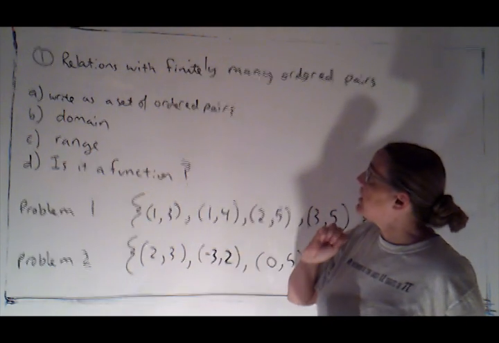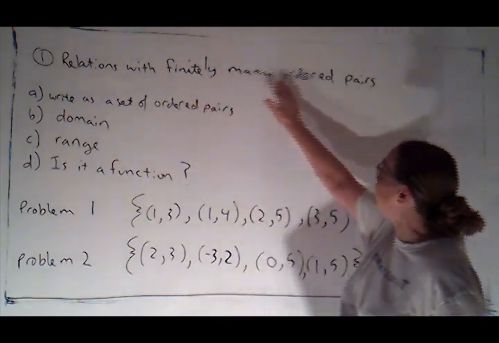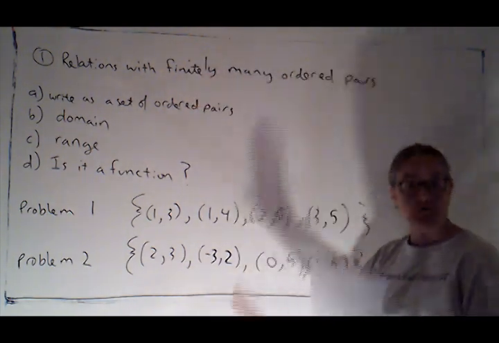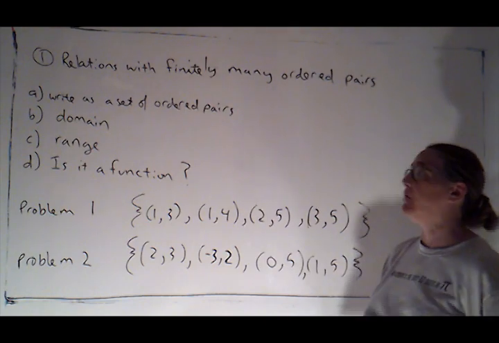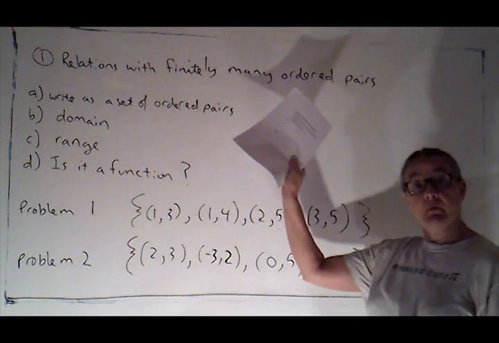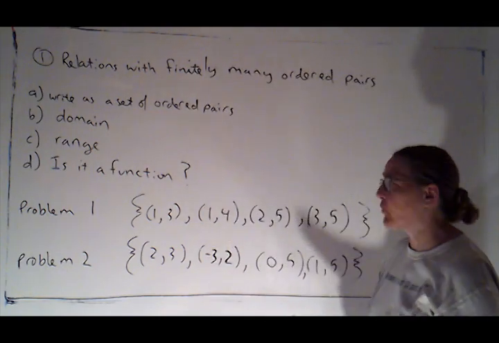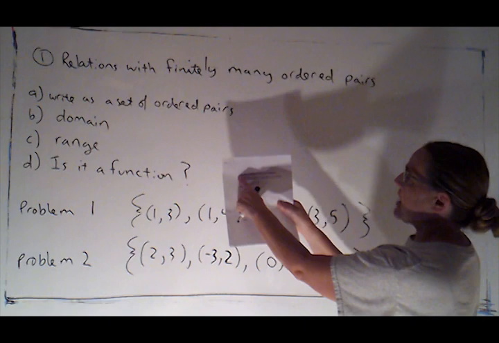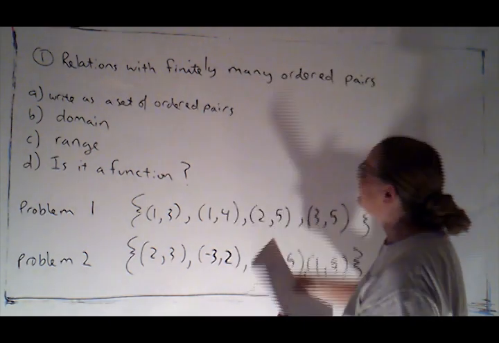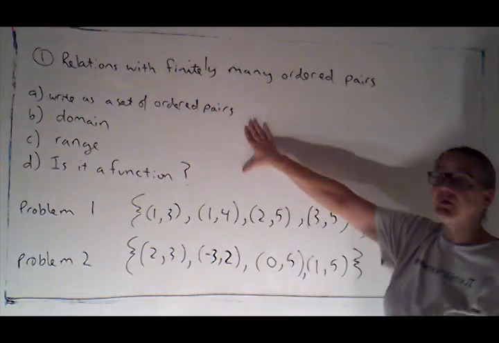We're going to now start taking a look at some relations that have finitely many ordered pairs, and then we'll move on and take a look at some that have infinitely many ordered pairs. If you are following along on the worksheet, which just gives you the problem so that you have to spend less time writing them down, we're at topic 1. So we're on page 1, topic 1, which I've copied here, and here are the directions.